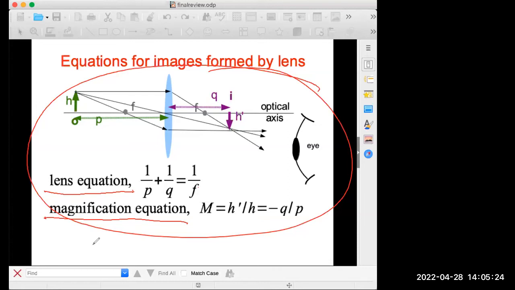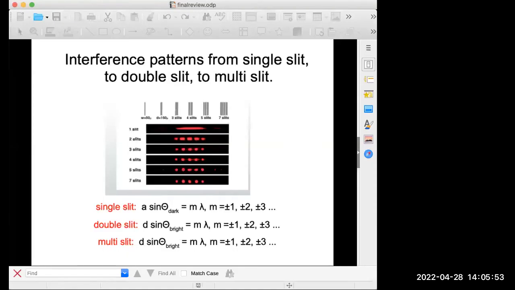Okay, so it looks like I'm still stuck on the lens slide. Let me see if I can exit again. Do you see the new slide now? Okay.